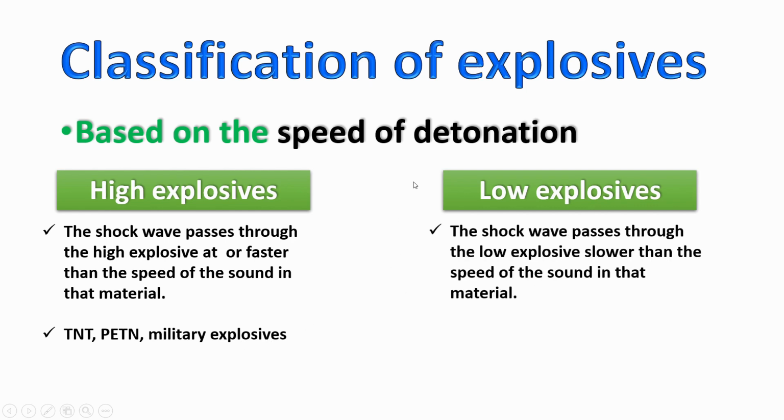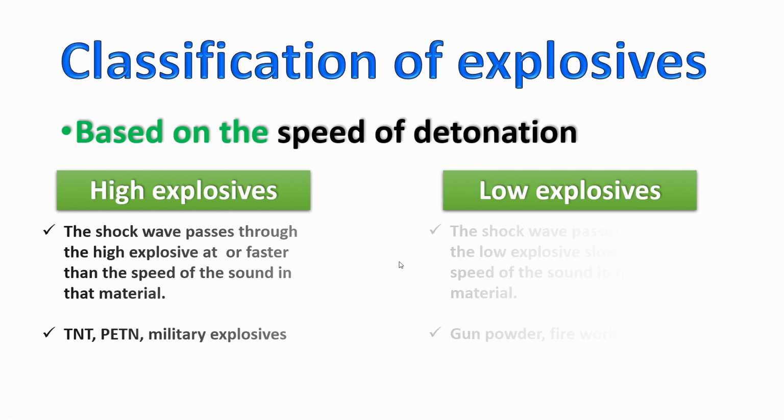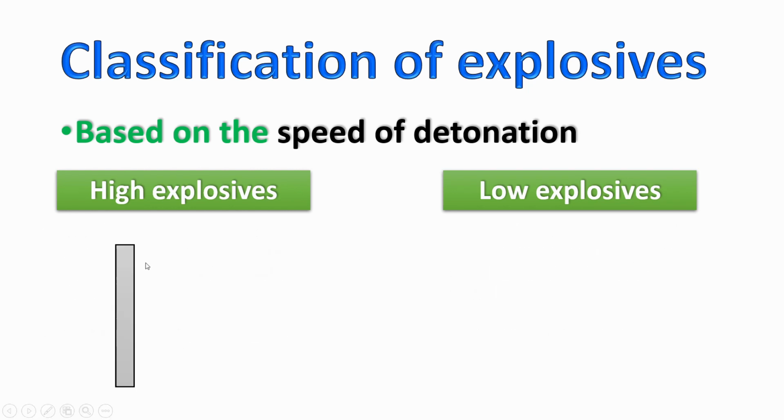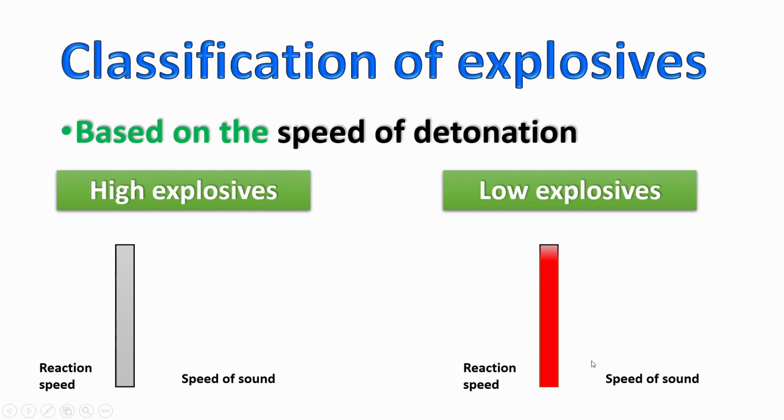In the case of low explosives, the shock wave passes through the low explosive slower than the speed of sound in that material. Examples are gunpowder and some fireworks chemicals. Now let's see, this is the explosive charge column, and after the detonation, the speed of reaction is faster than the speed of sound in that material. So those explosives are called the high explosives. In the case of low explosives, the reaction speed is slower than the speed of sound in that material.